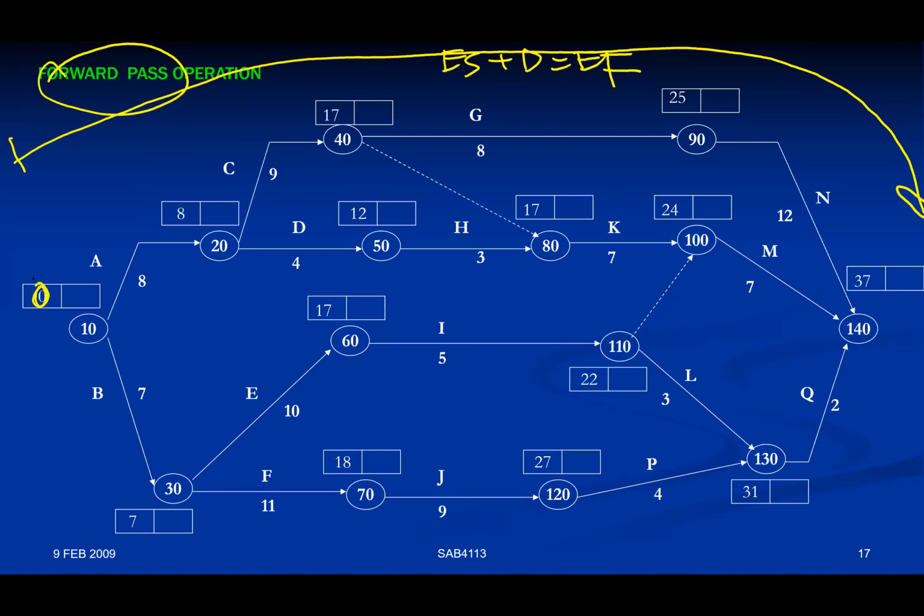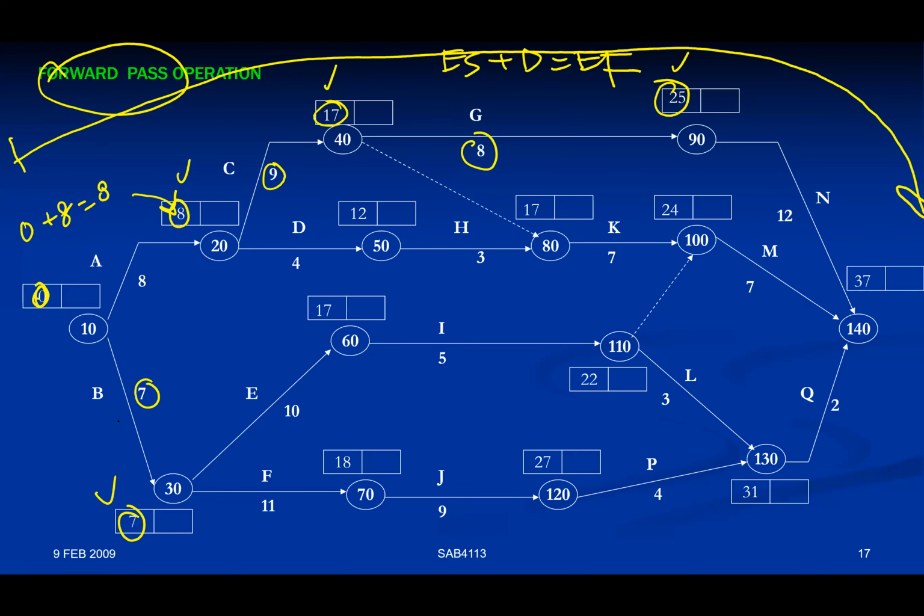But in a scheduling diagram, there is actually no zero value. They start with one, or whatever date that you begin with. So everything should be added with duration. Zero plus eight equivalent to 8, put it here. That's how you repeat the calculation from the left until the end. Next, C: 8 plus 9 equivalent to 17. Then for B, 0 plus 7 equivalent to 7. And for G, 17 plus 8 equivalent to 25. So you complete this one, and this one.